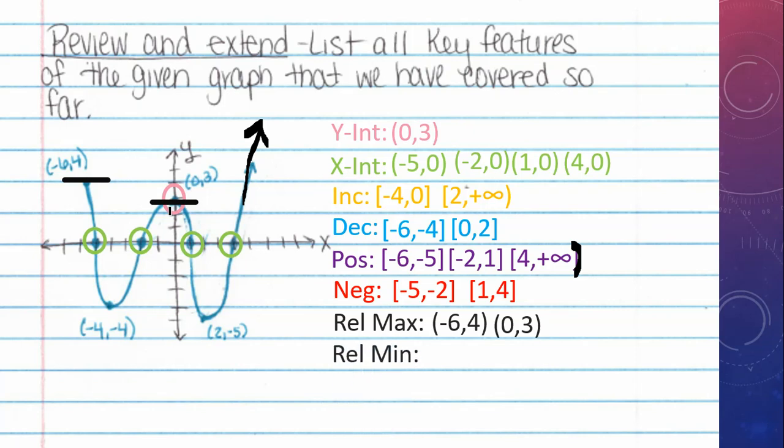Relative minimum. Well, we have 2 minimum values. (-4, -4) and (2, -5). The relative minimum would be (-4, -4). It is a minimum point, so (-4, -4). It is a minimum point, but it is not the absolute lowest point. So I'm going to skip down here and talk about the absolute minimum because that absolute minimum would be (2, -5).